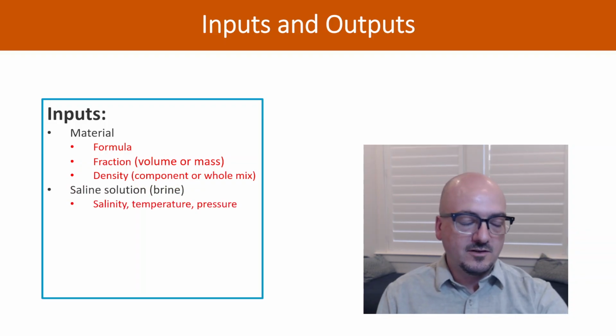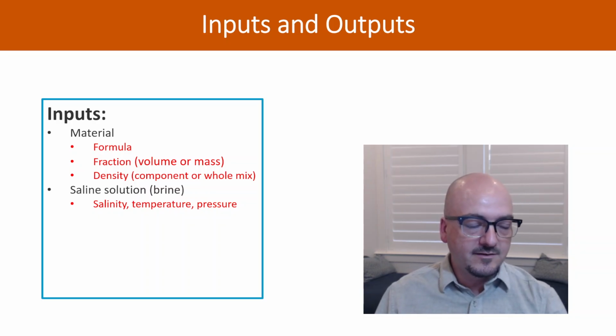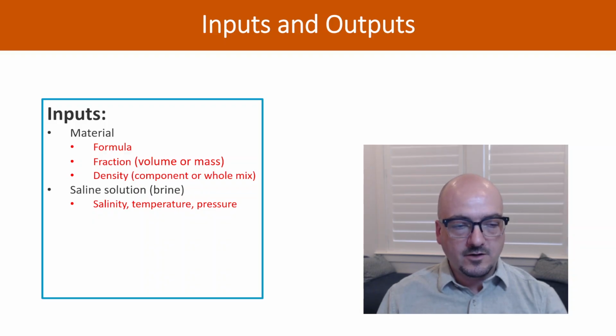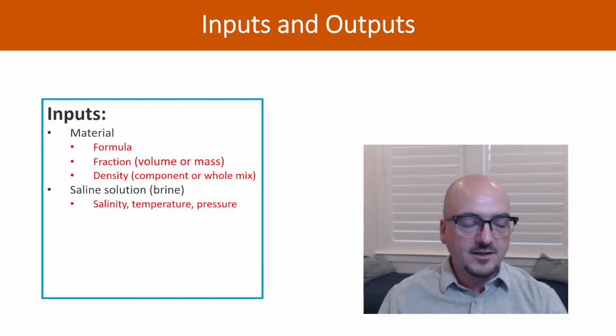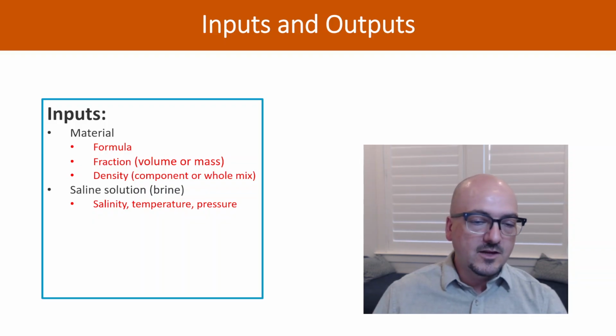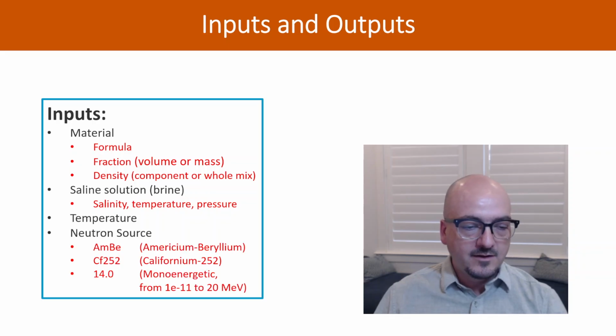Also, it has some special or extra options. You can decide, instead of giving a specific material, if you have a solution, instead of formula, fraction, and density, you will just give it the salinity that brine has, the temperature and the pressure, and it will calculate the density internally. You can also give it a temperature if your material is sensitive to that, and you can also give it the neutron source.